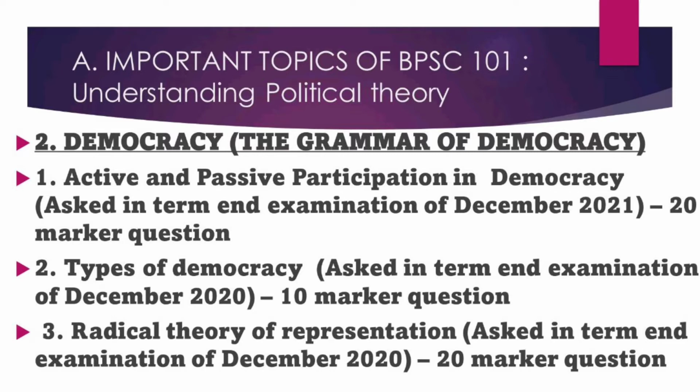And 2 questions from this block were asked in the term end examination of the December 2020 session. The first one is types of democracy, asked for 10 marks. And the second question is the radical theory of representation, asked for 20 marks. So overall 3 questions have been asked in both term end examinations, and in 2020 it was asked for a total of 30 marks out of 100 marks. So this carries a total of 30% weightage.